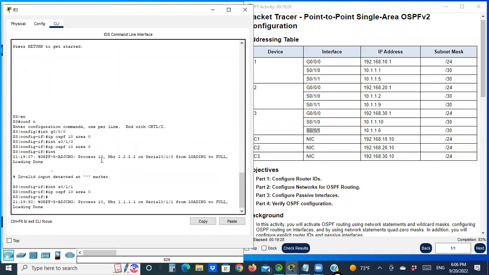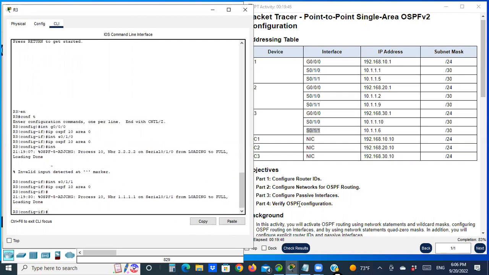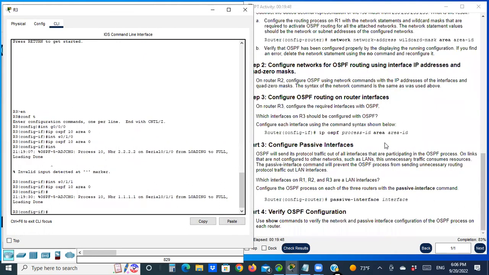There are two pieces of information that come out, which show the adjacency with R2. Here's the R2 router ID and R1. So adjacency is established. We finished configuring OSPF on the routers.